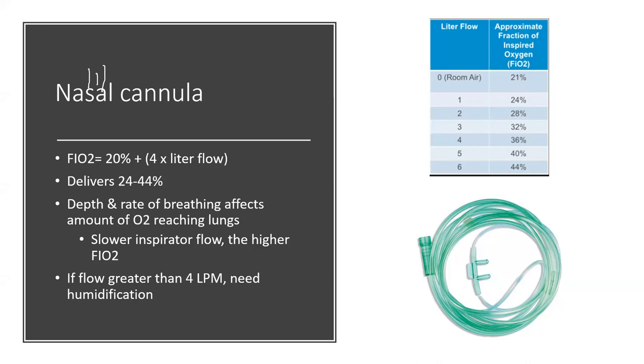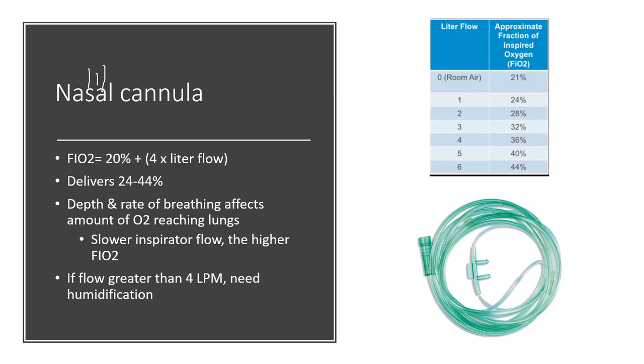If you have a nasal cannula and you put the liter flow to 15 liters per minute, it would still deliver only 44%. Let me repeat that, because this is a common mistake of nurses. They see that the patient is not doing very well. Let's say the patient is in shock, and they put the nasal cannula with a flow of 15 liters per minute. Does that mean the patient is getting 100%? And the answer to that is no.